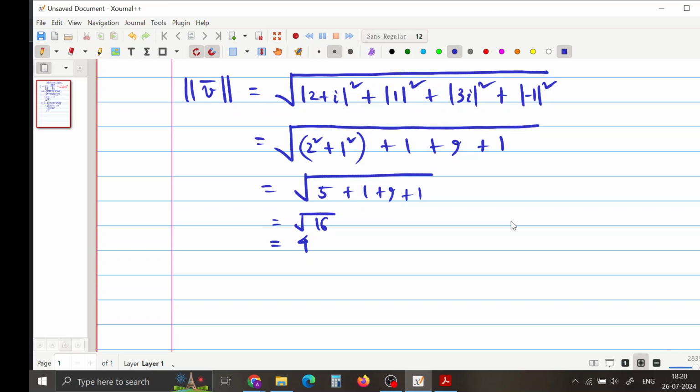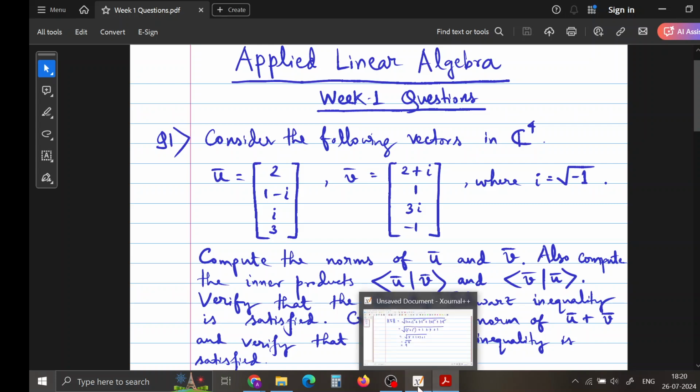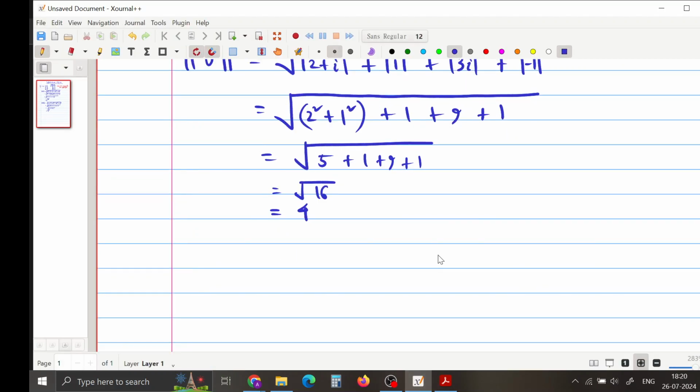So we are done with the first part of the question, which asked us to find the individual norms. Now we have to find the inner products of these two vectors, in both directions. So let's first compute the inner product of u and v, in this sequence.